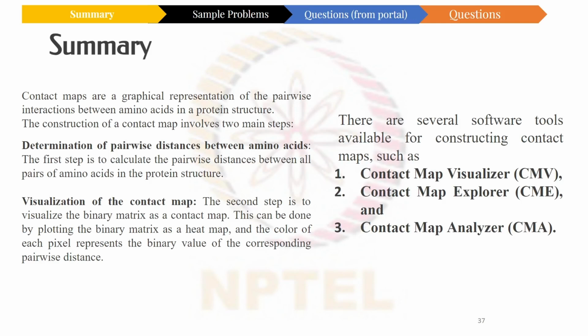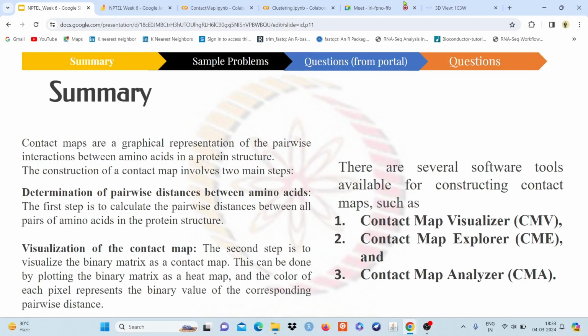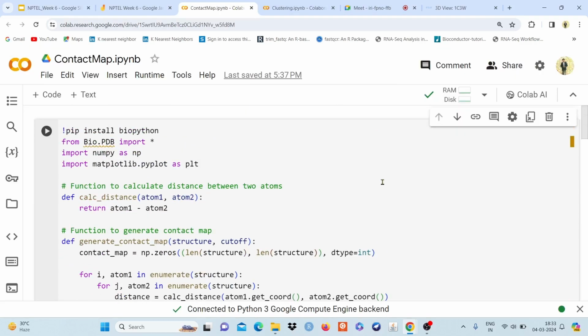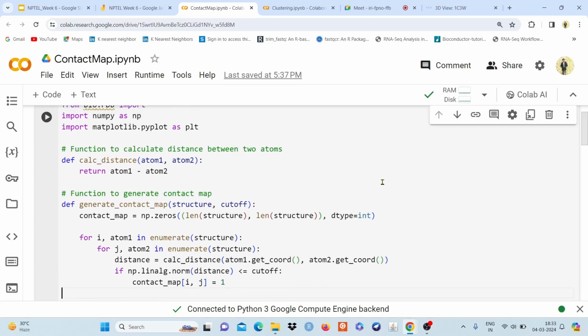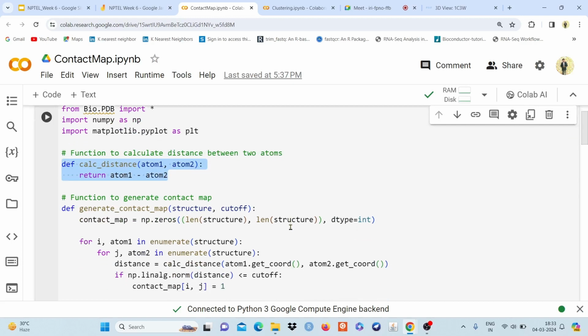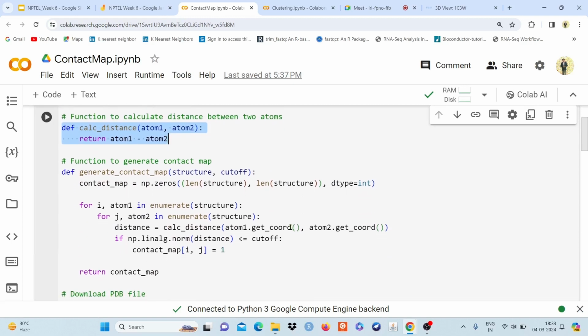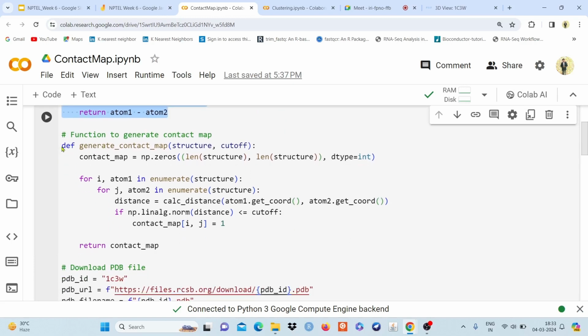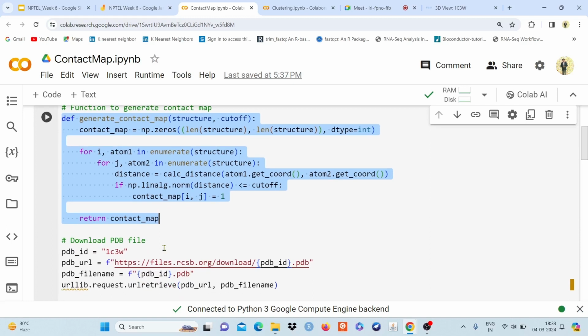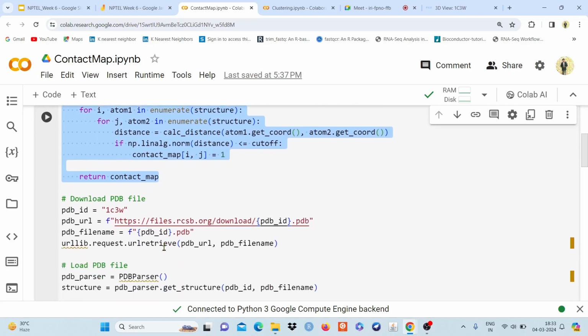With the advancements that are available in coding nowadays, contact maps have become easy to generate. To develop a contact map, firstly I'm calculating the distance between two atoms. Then I'll be calling a function to generate a contact map. If the distance between two atoms is less than the cutoff, count it as a contact. If it is beyond the cutoff, count it as not a contact.